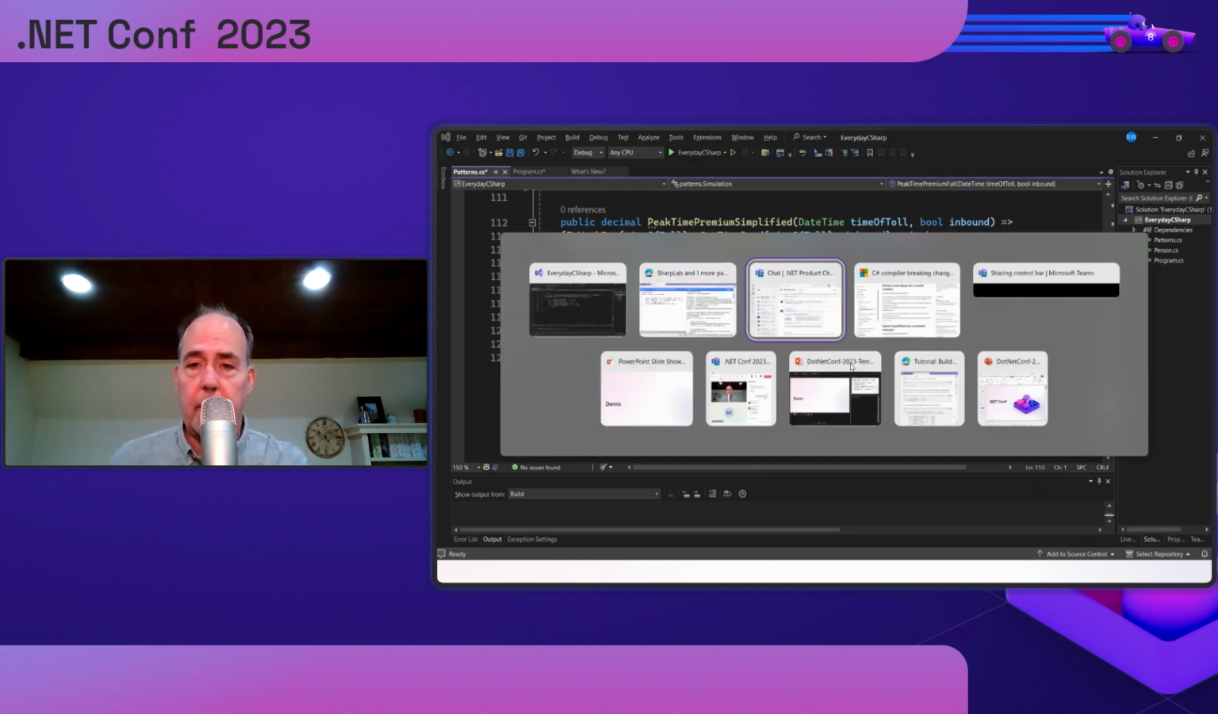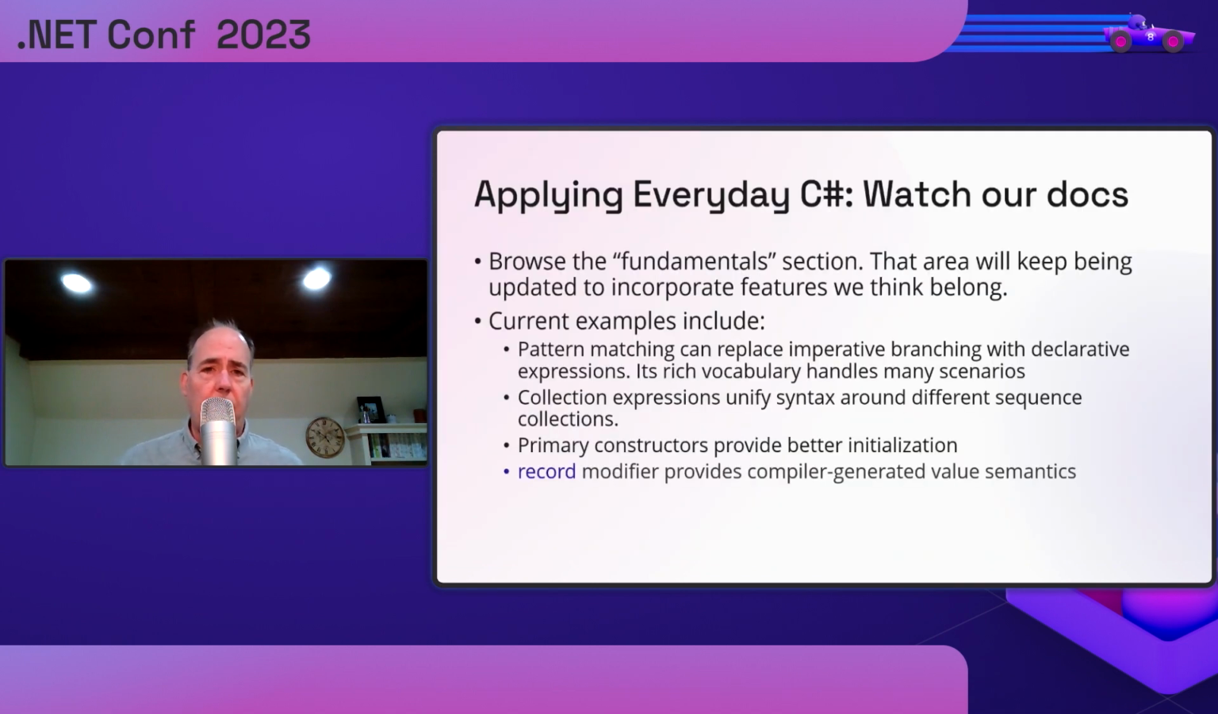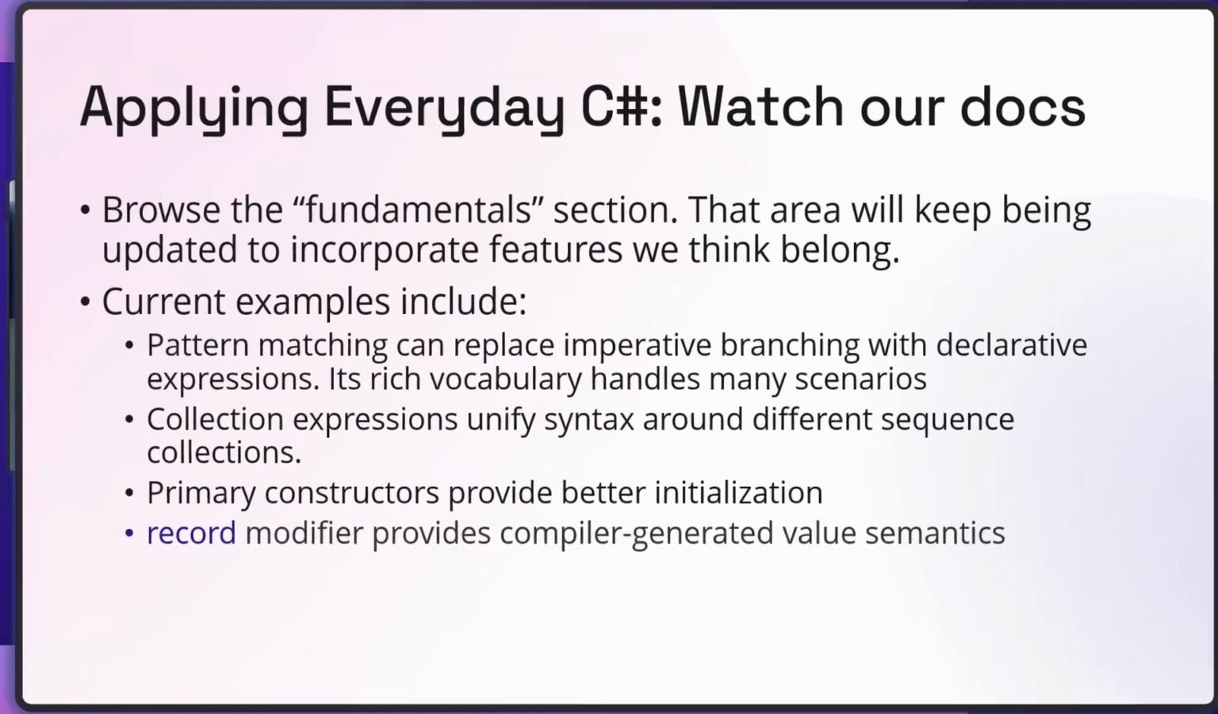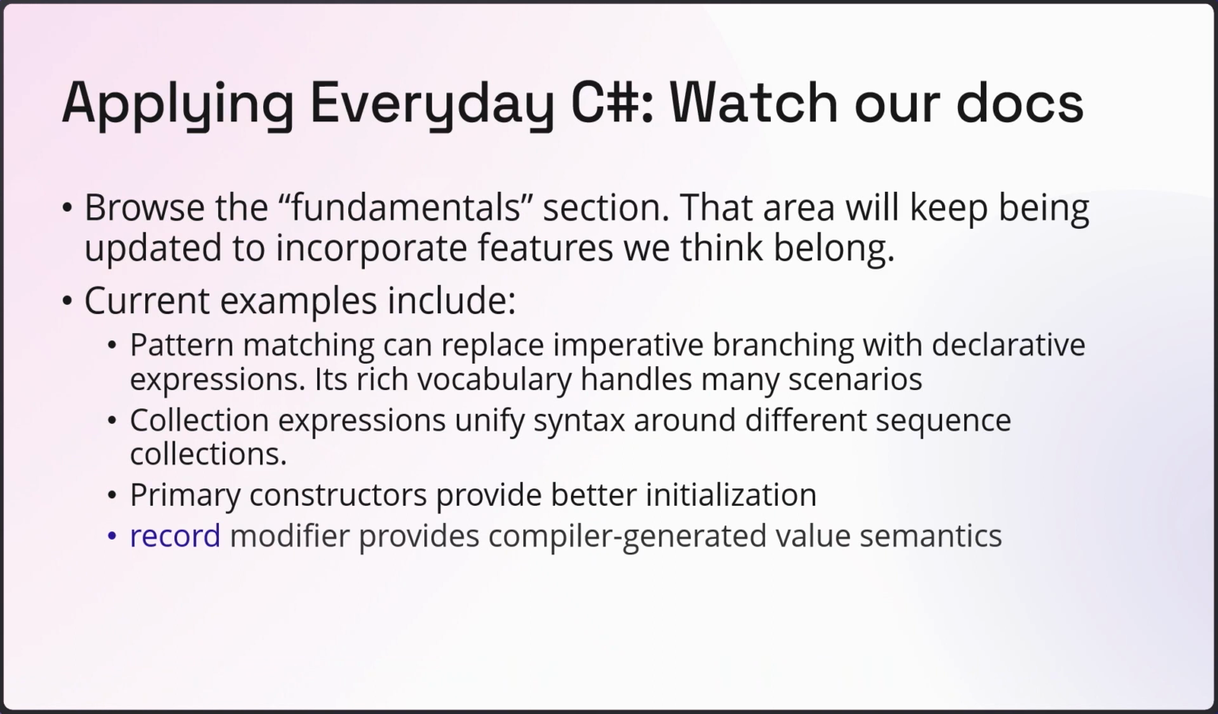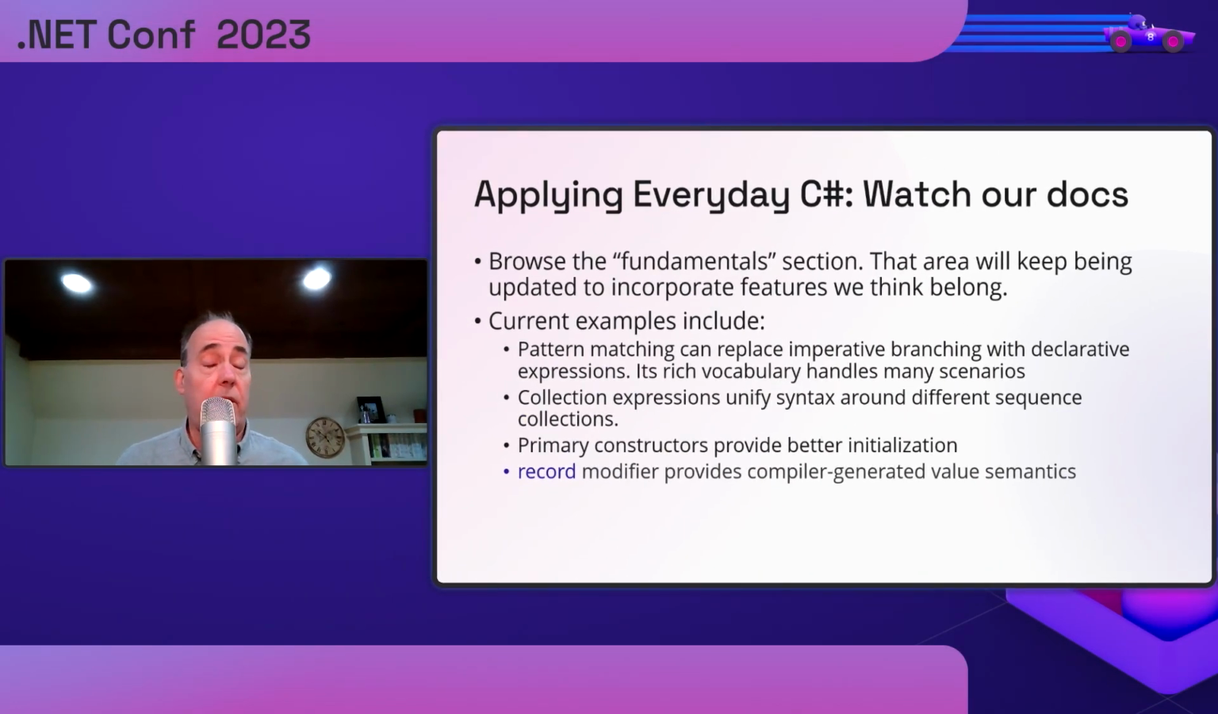Okay, so what did that mean in terms of where we're going? And what should you be doing? So I'm going to keep working on updating our docs. The fundamentals for C# are going to really start to incorporate more of these concepts. That area is going to keep being updated to incorporate features that we think belong in everyday C#. And I only covered some of them. There's raw string literals. There's a few other things I think everybody should be using really early in their journey of learning C#. And that also means that you as an experienced .NET dev, go ahead and pick those up as you're writing code. I talked primarily about pattern matching and collection expressions, which is new in C# 12.